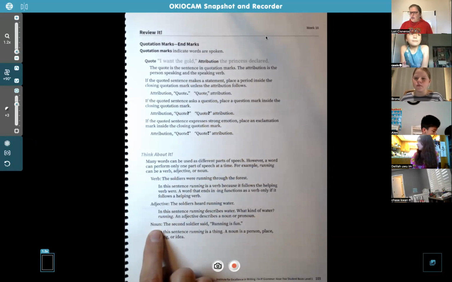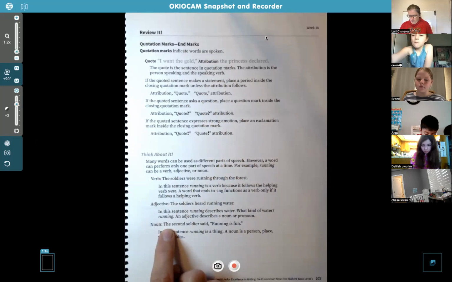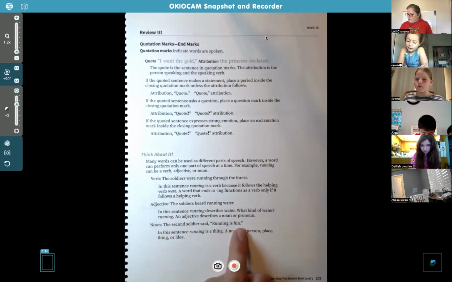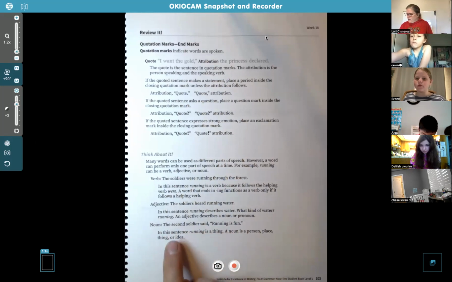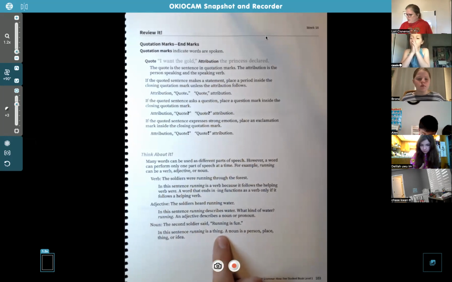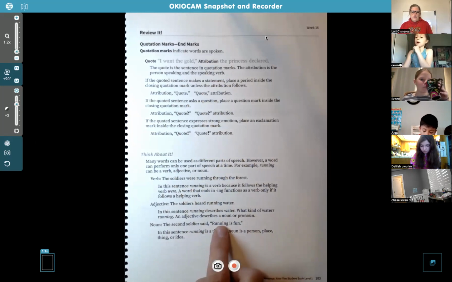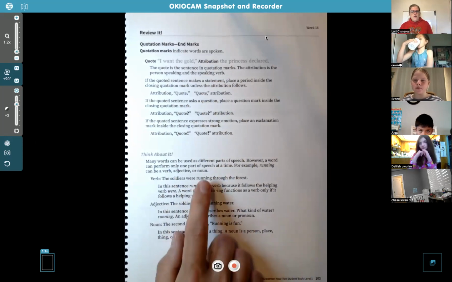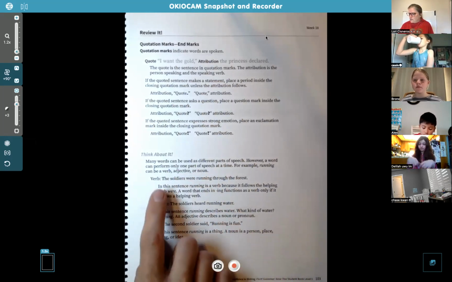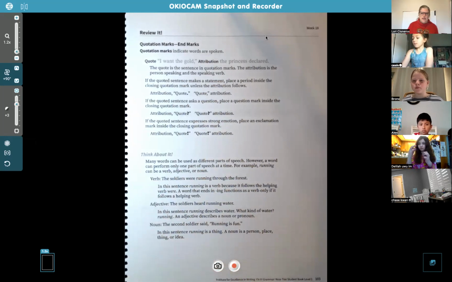And here, running is actually a noun. So Cassie, can you read this sentence where it says noun? The second soldier said, running is fun. Good. So in this sentence, running is a thing. A noun is a person, place, thing, or idea. So running is fun. Notice that running is the word they used in all three of these sentences, but this one's a verb, this one's an adjective, and this one's a noun. It can't change in the sentence. It's only used one way when it's used in a sentence.